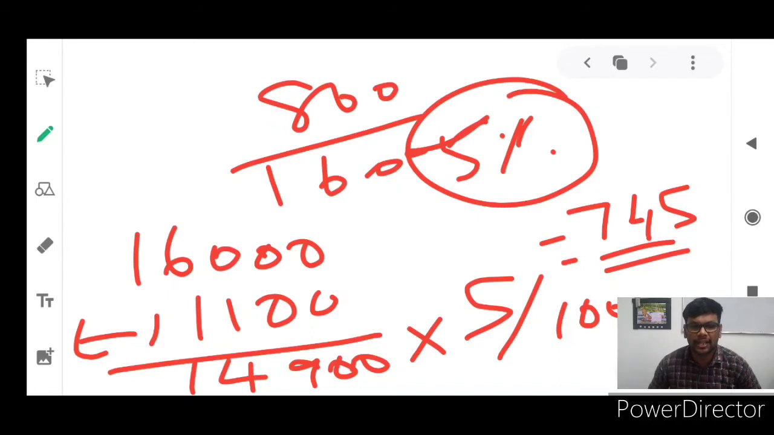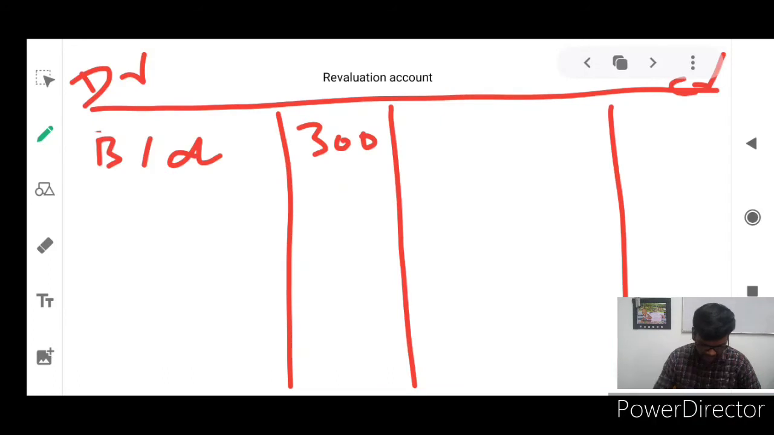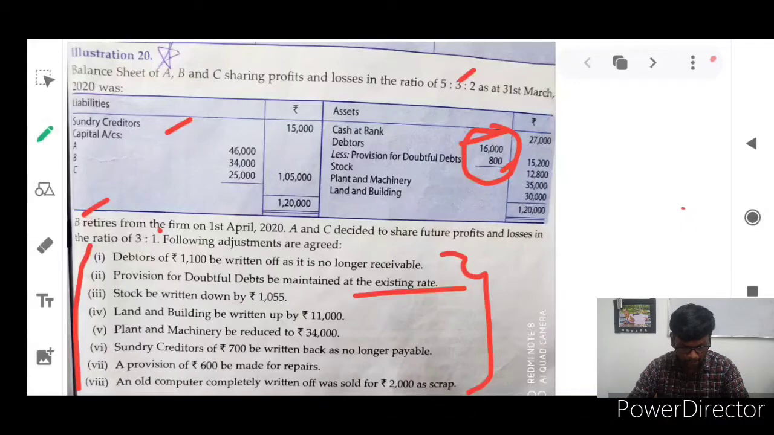Anyway, the liability is increased. We are allotting some amount for the future, so we are creating provisions. It is a kind of liability, provision for bad debts. So we write it as provision for bad debts, provision amount 745 rupees. Third adjustment: stock be written down by 1,055 rupees.